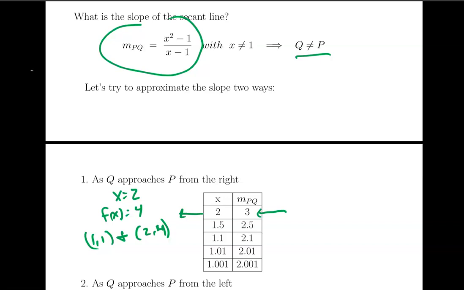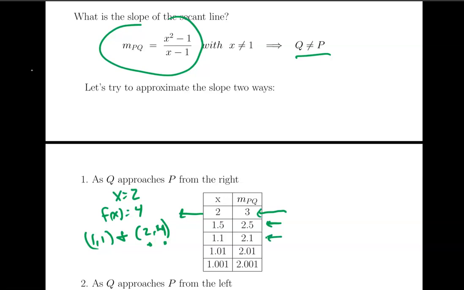Okay. I could do the same thing if x is 1.5. So this would be 1.5, and this would be 1.5 squared. I can do the change in y over the change in x, and we would see then that the slope is 2.5. I can get even closer, make x 1.1. And so y would be 1.1 squared, and I can do the change in y over change in x, and I get a slope of 2.1.